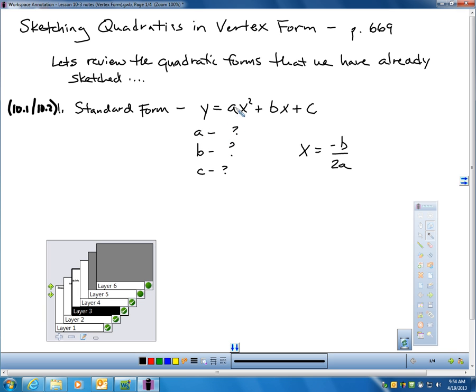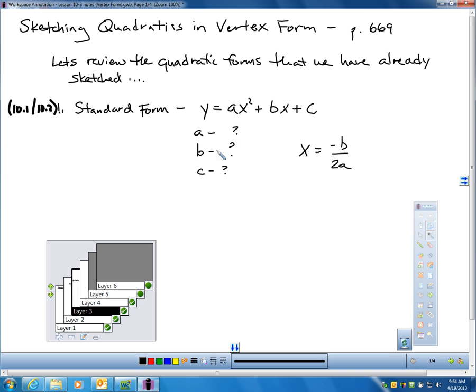Remember, if a was positive, the parabola opened up. If a was negative, it opened down. If a is a number greater than 1, it would stretch the parabola, which means thin it out. And if a was something between 0 and 1, a fractional amount, it made the parabola shrink, which in other words means the parabola gets wider and fatter, I guess you could say.